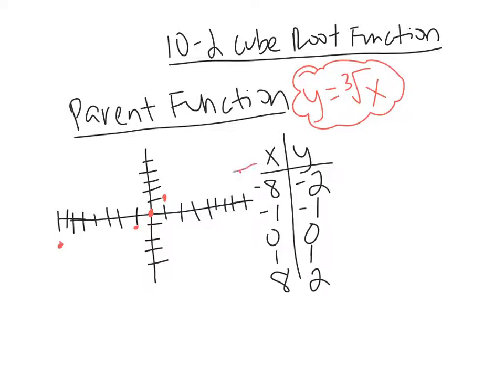So notice here is my parent function of cube root. Notice it still has an S shape, but it's a sideways S. Okay, remember x cubed graph was kind of an up and down S. This one is going to be a sideways S. Notice also we still have our rotational symmetry, point symmetry about the origin. Okay, so cube root functions are also going to have rotational symmetry. I can turn that graph 180 degrees and the graph will be exactly the same.